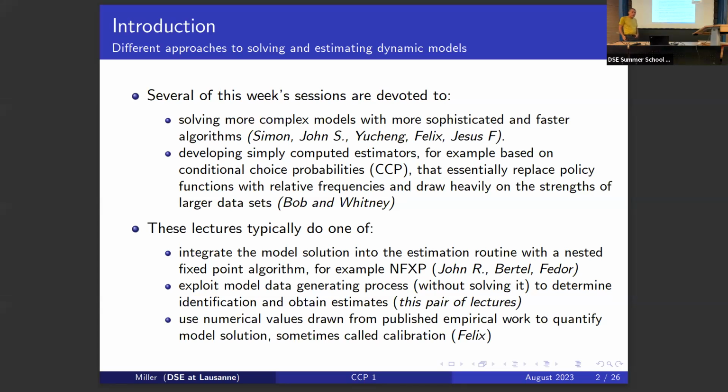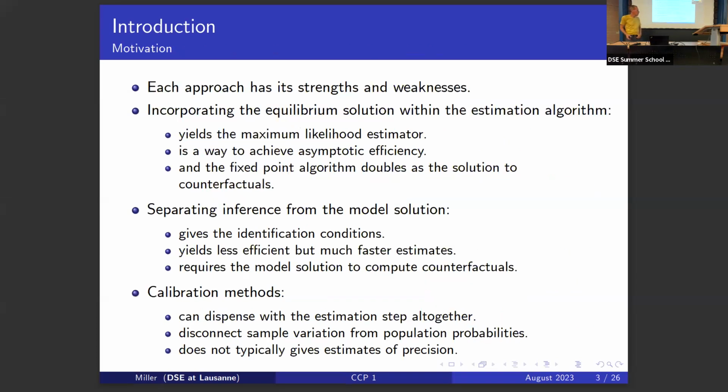And a third way is to take numerical estimates drawn from other studies, often done in macro, to quantify a model solution. That often comes under the name of calibration. Each approach has its strengths and weaknesses, and the purpose of this lecture is not to debate that.